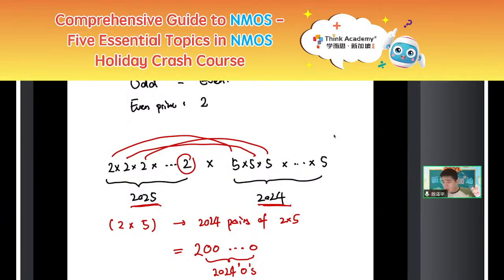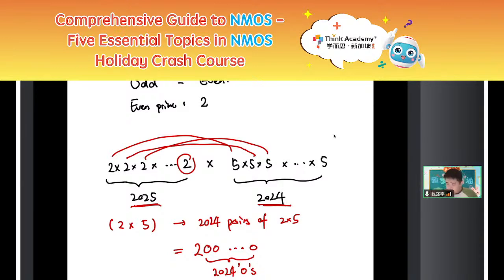Of course, I can make the question a little bit more complicated by, instead of giving you 2 and 5 directly, giving you other numbers, and then you need to do prime factorization to find out how many 2s and how many 5s are there in total.